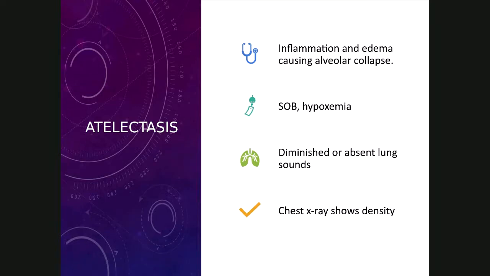Atelectasis. So atelectasis is inflammation or edema causing alveolar collapse. You're going to have shortness of breath or hypoxemia. You're going to have diminished or absent lung sounds, and a chest x-ray is going to show density. So that's what I was talking about earlier. The density is where the lung has basically, the lungs are not in that area anymore. And so what do you want to do about that?